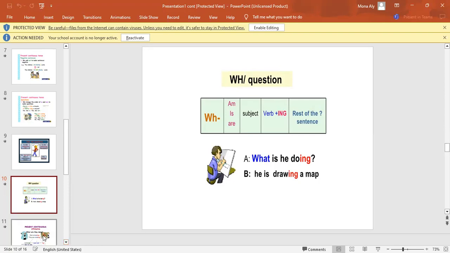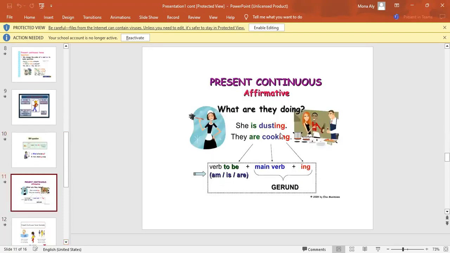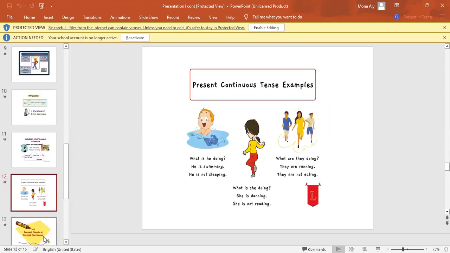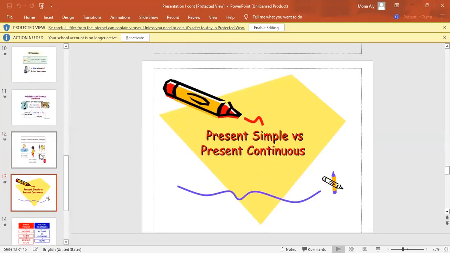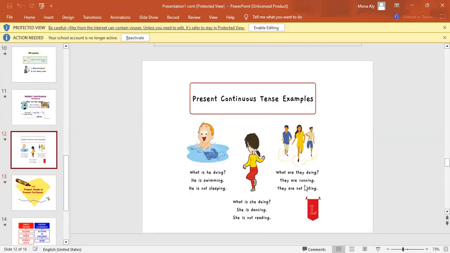طيب كده، يعني أنا بفكركم بالpresent continuous. What are they doing؟ They are cooking. أوكي طيب. What is he doing؟ He is swimming. He is not sleeping. What is she doing؟ She's dancing. She's not reading. What are they doing؟ They are running. They are not eating. Okay?